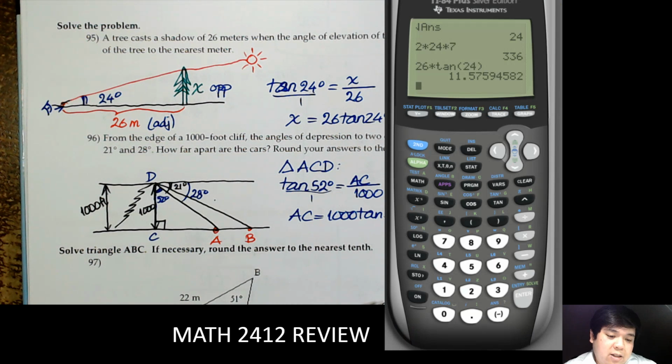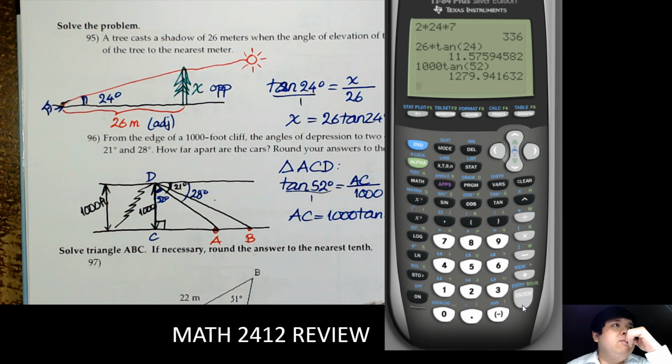Calculator again. It should still be in degree mode. 1,000 tangent of 52. I should have 1,279.94.